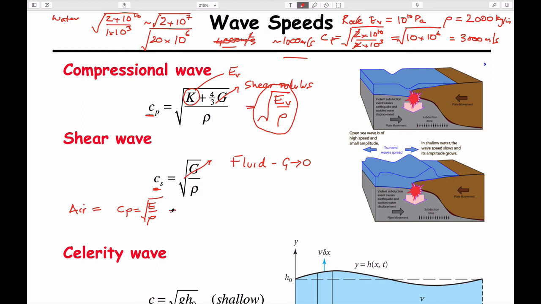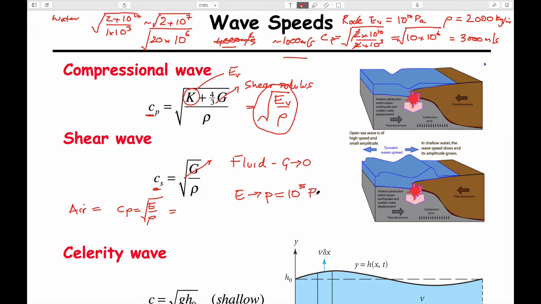What are the magnitudes of those components? We talked about modulus last time. What's the modulus of air? What did we say about last time? We said it's equal to the pressure from the ideal gas law. Pressure in here is what? .1 of a kPa, or 14.7 psi.